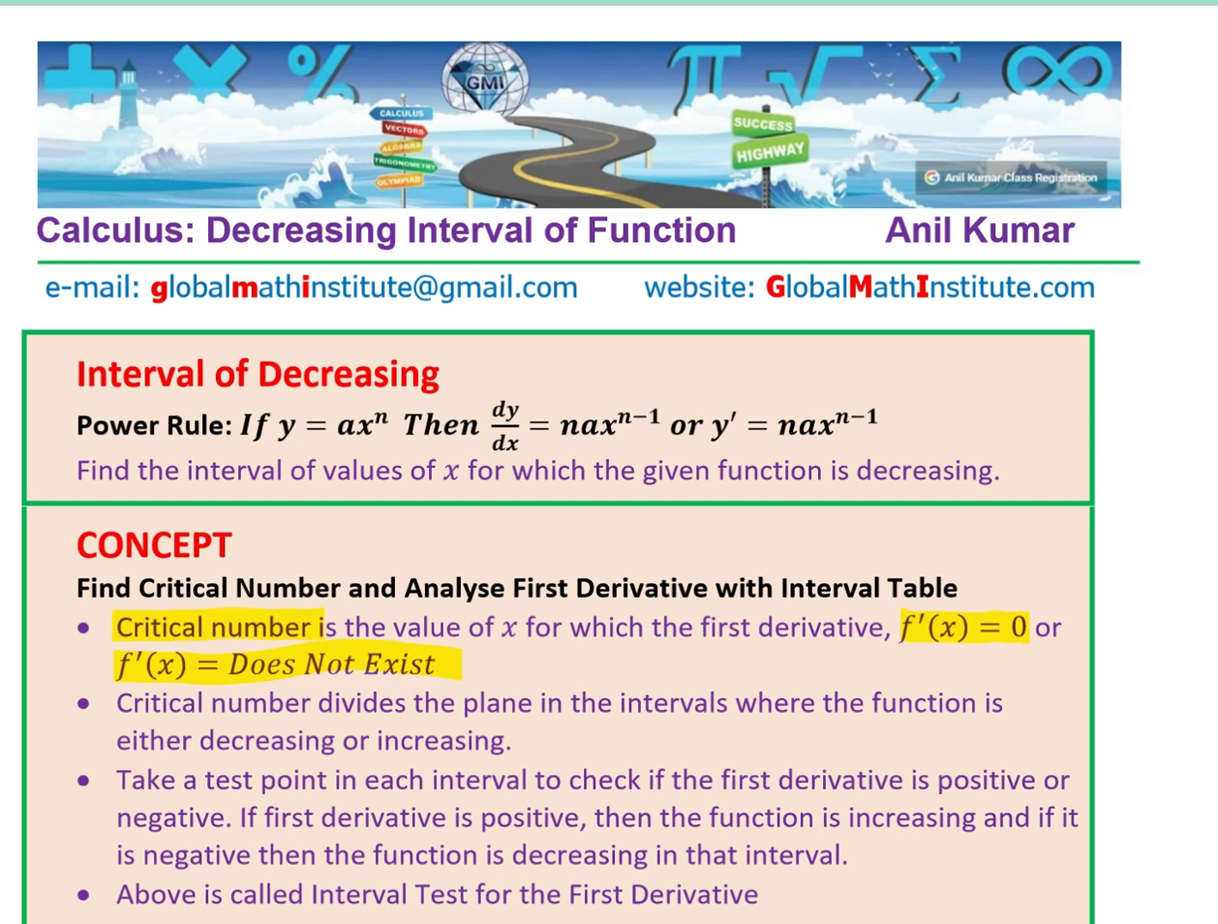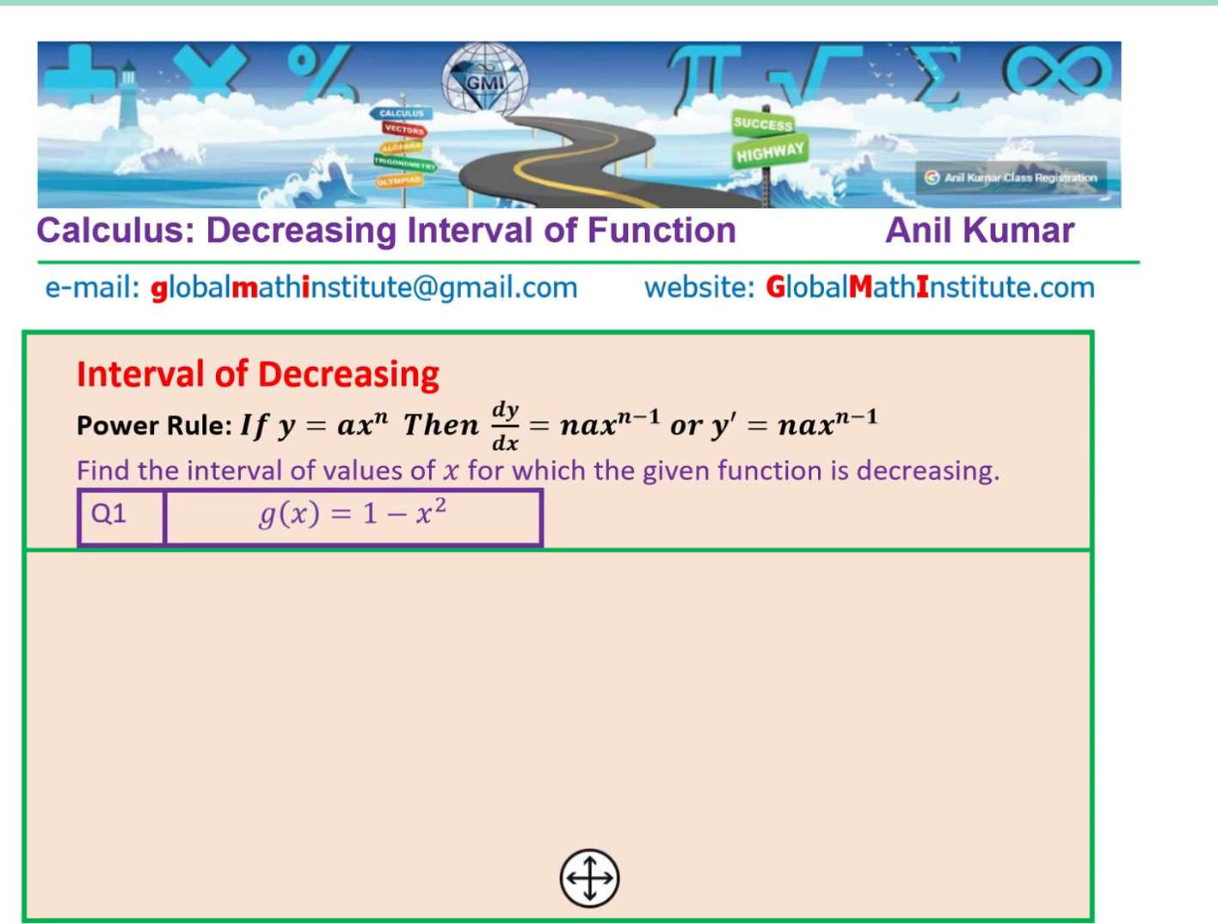Once we find the critical number, then you should know that critical number really divides the plane into intervals where the function is either increasing or decreasing. So to test whether it is decreasing or increasing, take a test point and test it out using interval table. So we call this an interval test for the first derivative. So with that concept, let's begin solving questions one by one.